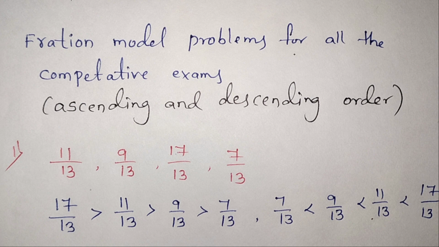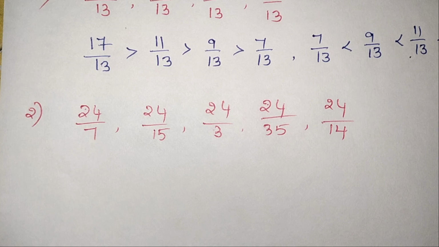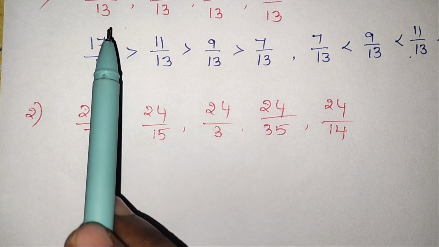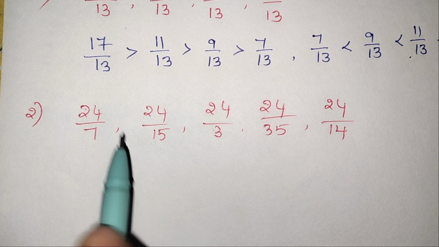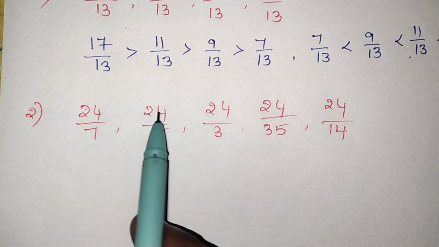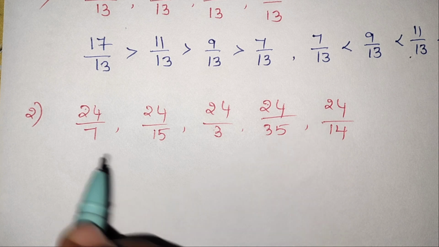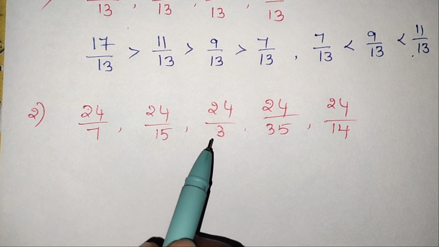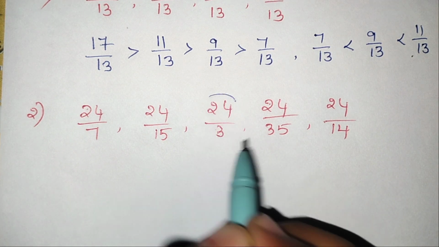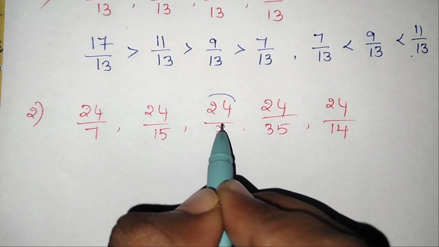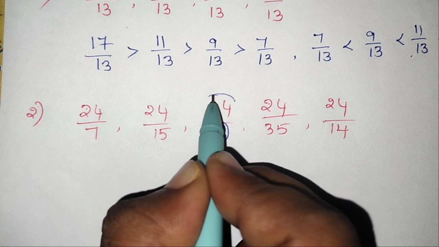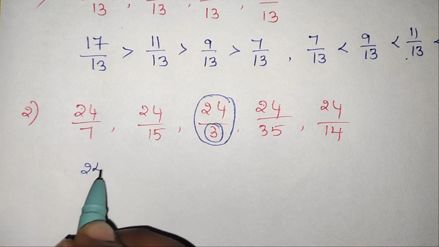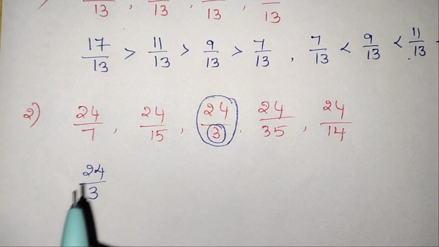Second model problem. In the second model problem, here he gave equal numerators. So in the first model, equal denominators. In the second model, equal numerators. When equal numerators are given, then the smallest denominator fraction is the greatest one. So here the smallest denominator is 3. That's why this fraction is the greatest fraction. So here the greatest fraction is 24 by 3.